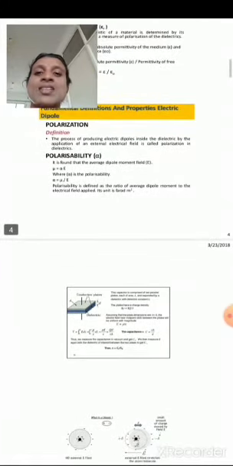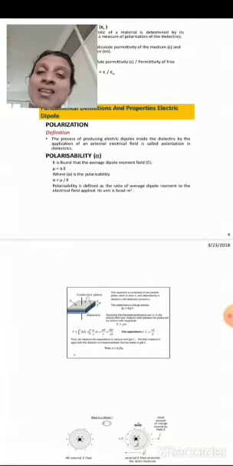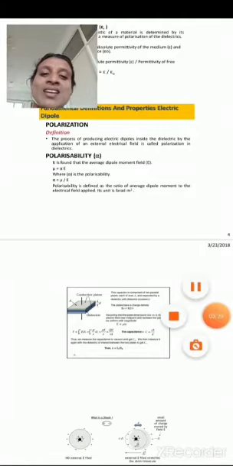Next, what is polarization? It is the process of producing electric dipoles in a dielectric material with the application of an external electric field. In our present lesson, we discuss and learn about two types of electric fields, the external electric field and also the internal electric field.